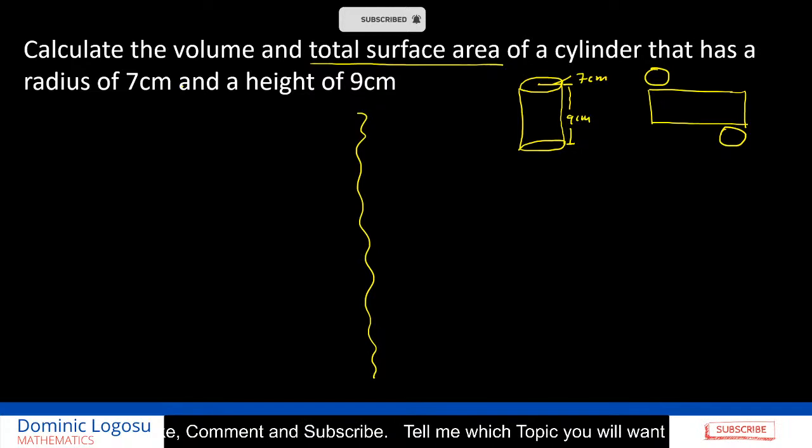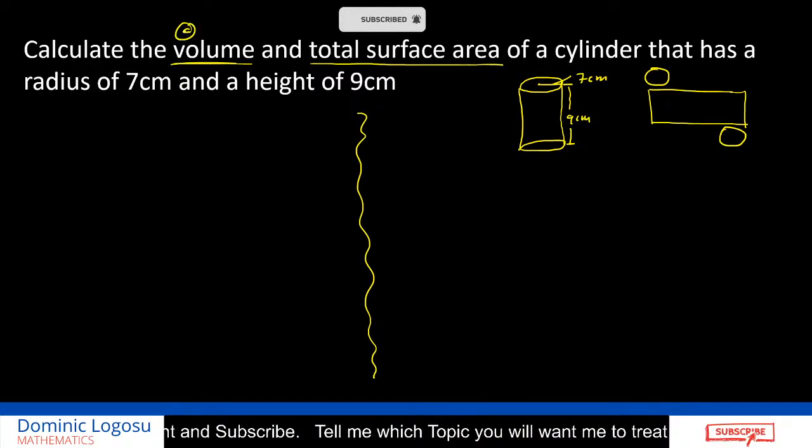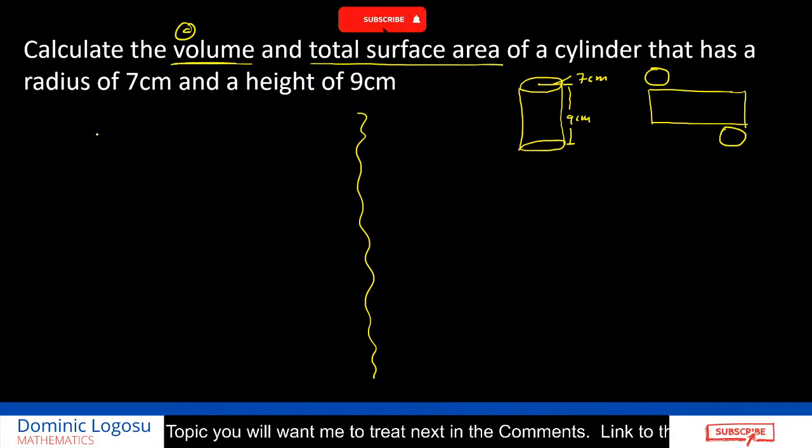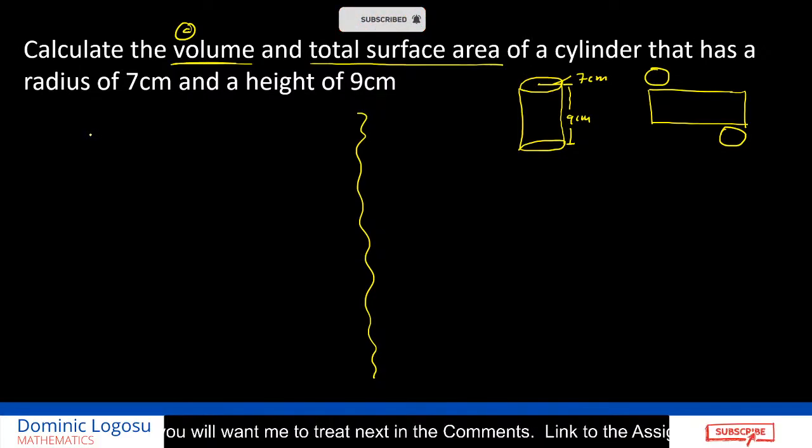But for now, let's start with the very first part, the A part, that is demanding that we find the volume of the cylinder. To find the volume of the cylinder, it is just the area multiplied by the height. Okay, why should it be the area multiplied by the height?